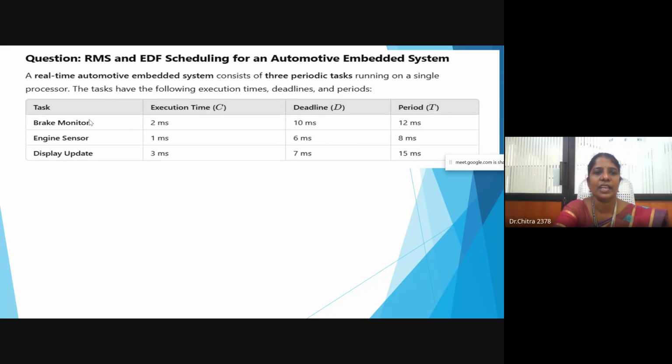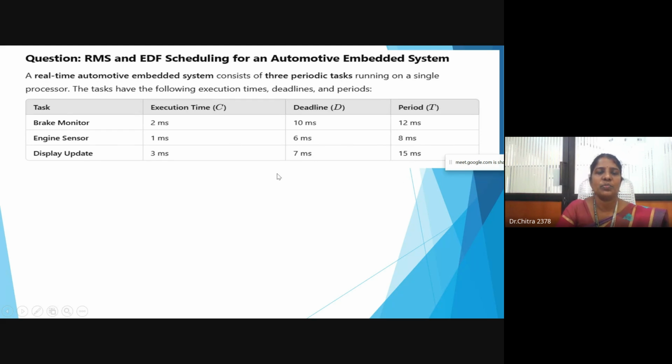Here it is given that a real-time automatic embedded system consists of three periodic tasks. So 3 tasks are there running on a single processor. These are the execution times. You analyze the EDF scheduling algorithm. So brake monitoring execution time is 2 millisecond, engine sensor execution time is 1 millisecond, and display update execution time is 3 millisecond. These are the deadlines given: 10 millisecond, 6 millisecond, and 7 millisecond. And these are the periods: 12 millisecond, 8 millisecond, as well as 15 millisecond.